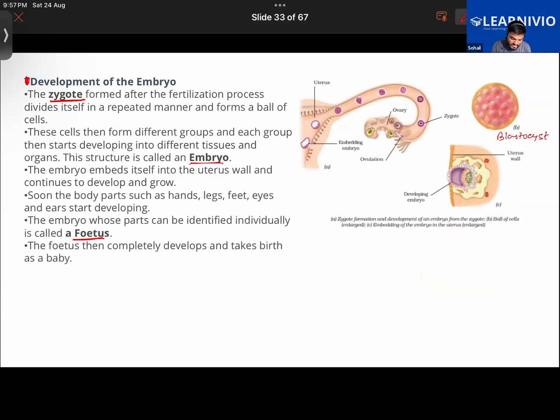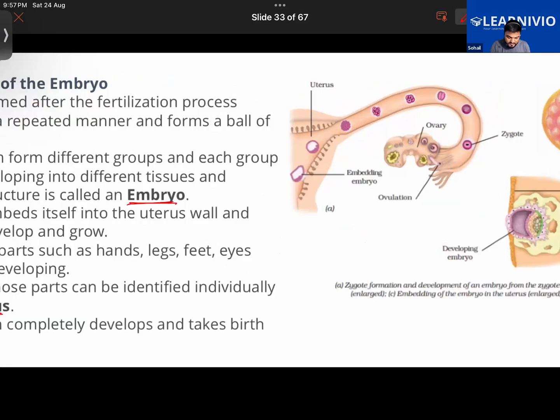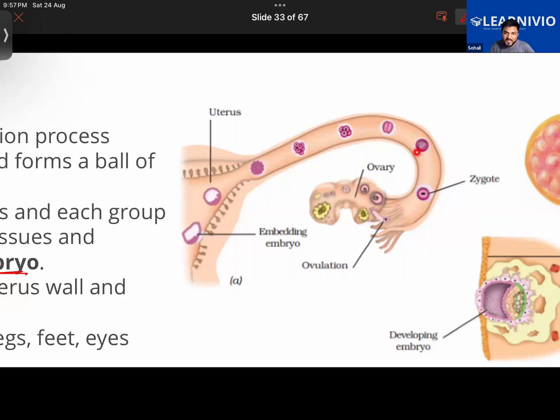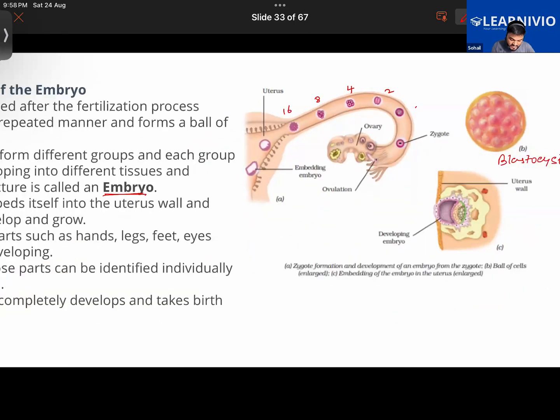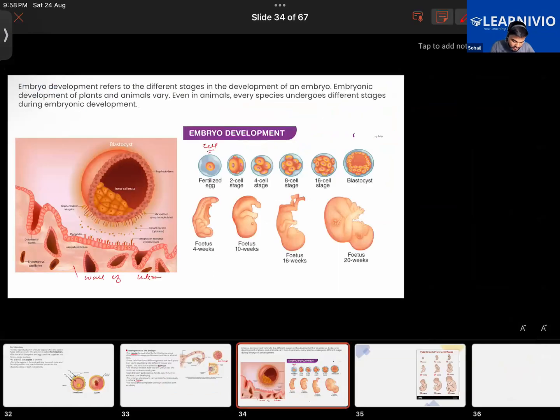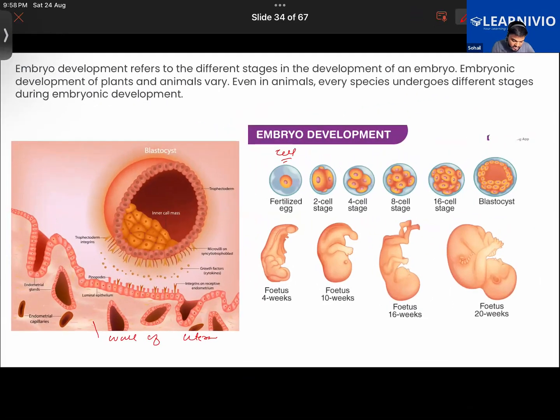But furthermore, what happens? The number of cells in the zygote starts to multiply. Have a look at this one. You can clearly see that the number of cells seems to be doubling at every stage. Initially, the number of cells would be 2, then it will go on to 4, 8, 16. Then it will reach such a stage where the number of cells in the zygote would have increased to 32. How much?